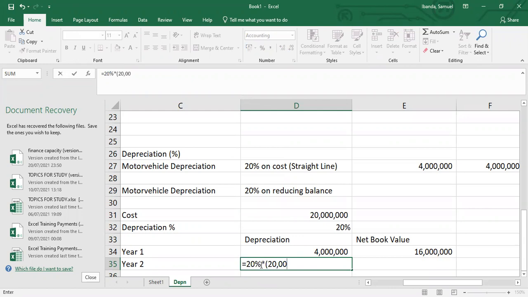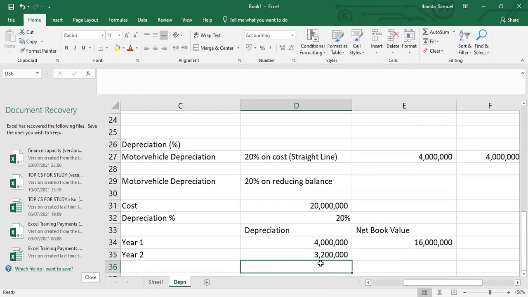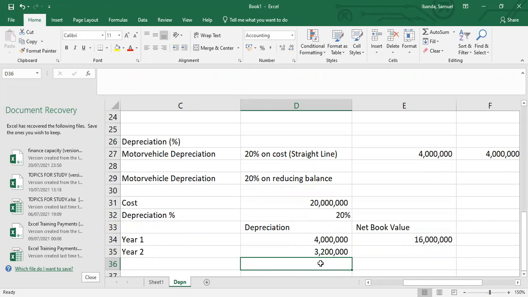But I can still also calculate it here to demonstrate for you. It will be the 20 million minus the accumulated depreciation of the previous financial year, to get me to 3.2.